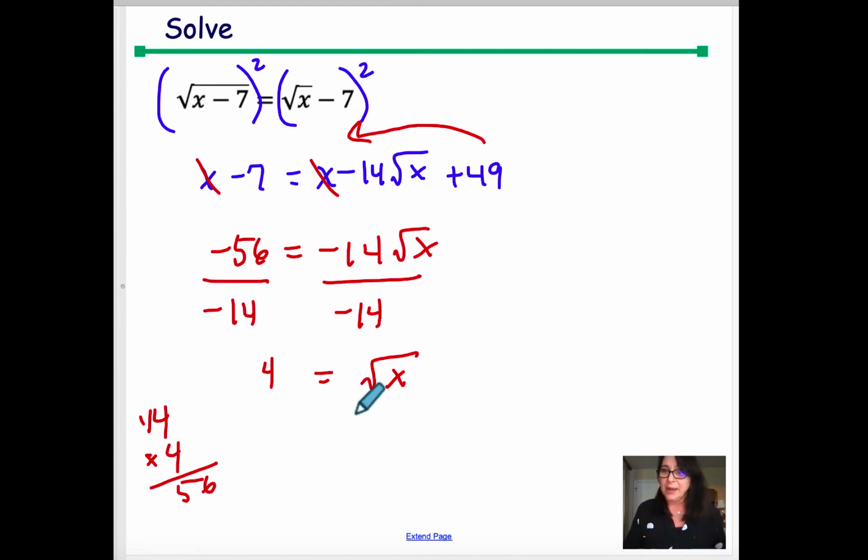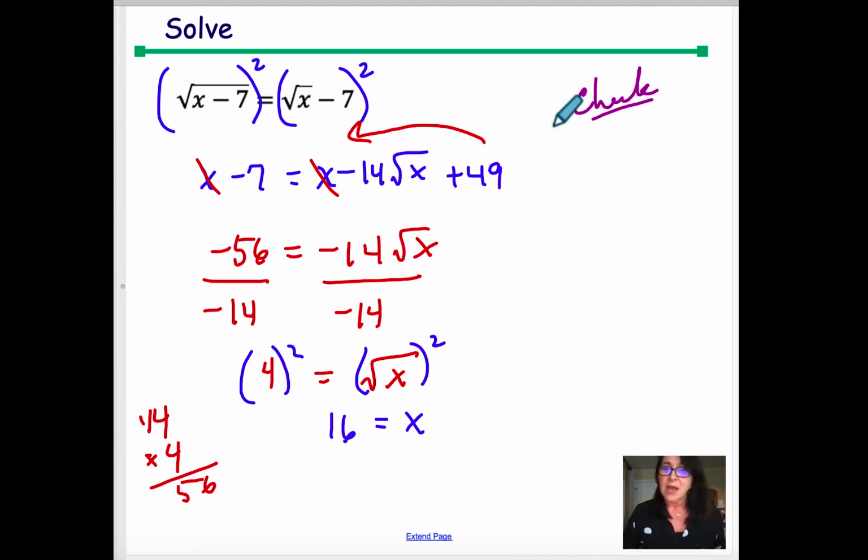Now, again, my objective is to solve for x, but I can't solve for x if it's under a root. So again, I'm going to have to square both sides. And by doing that, I get x is equal to 16. Now, before I put my answer in solution sets, I do need to check my work again. Definitely always check. Okay, so plugging in 16, we're going to get the square root of 16 minus 7. Does that equal the square root of 16 minus 7?